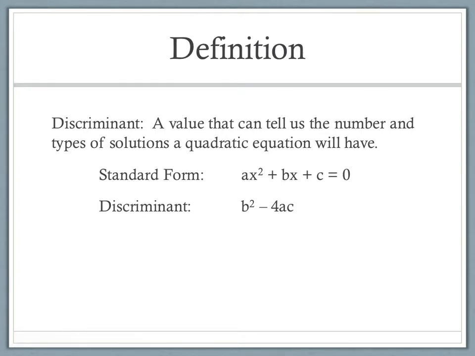First, a discriminant is the value that tells us the number of and types of solutions a quadratic equation will have. So it's going to give us the number of solutions. First, we need to have it in standard form, so it has to be set equal to 0 when we go to do the discriminant. And our discriminant is b squared minus 4ac. That is the formula for the discriminant that tells us how many solutions or real solutions we have.